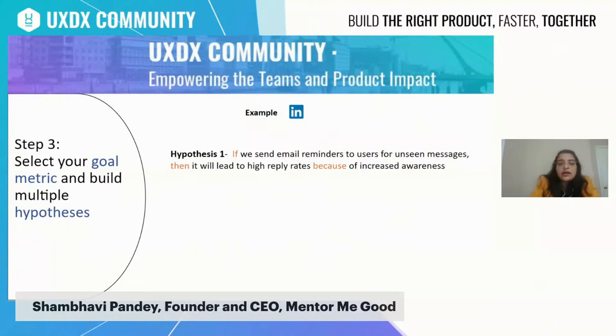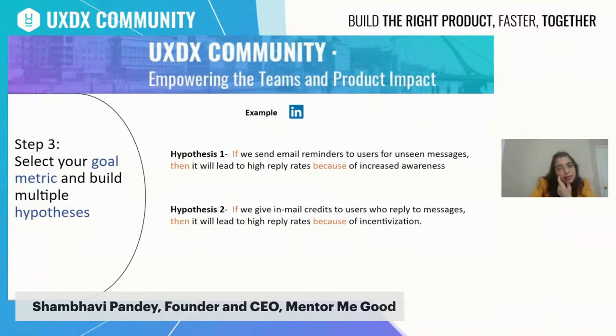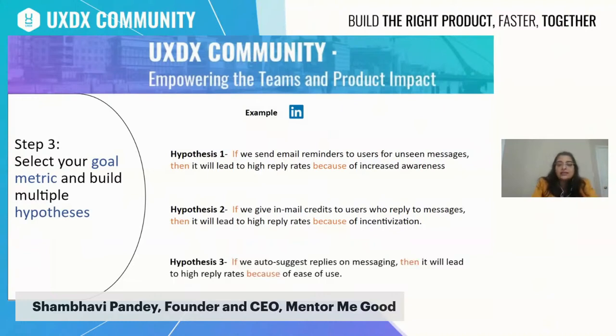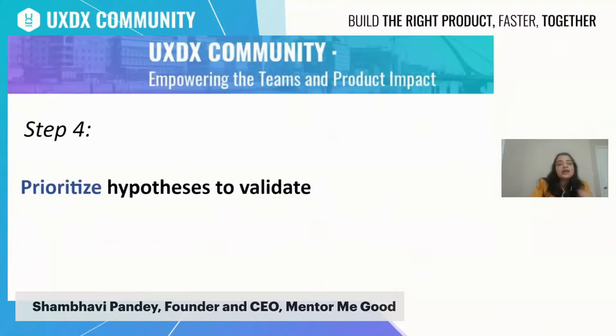So that sounds reasonable. There could be another hypothesis that if we give in-mail credits to users who reply to messages, then it will lead to high reply rates because of incentivization. So introducing a gamification element here. And one more hypothesis that we can throw in is that if we auto-suggest replies on messaging, then it would lead to high reply rates because of ease of use. So once you have the hypotheses laid down, you go to the next step. That next step is step number 4, which is to prioritize the hypotheses to validate.